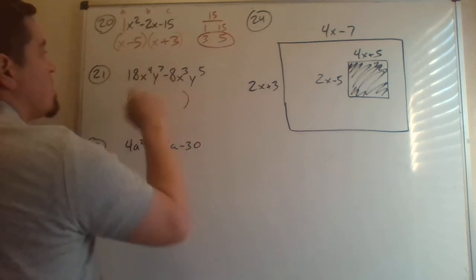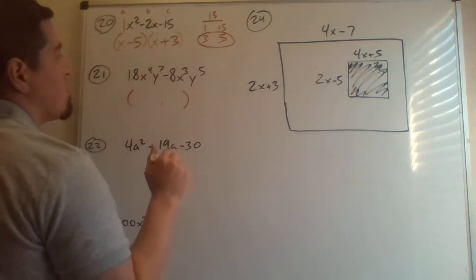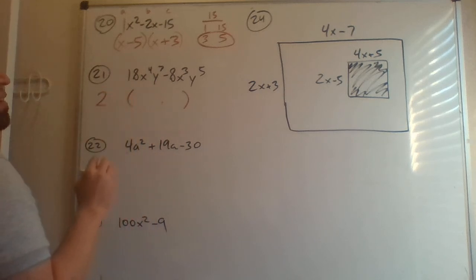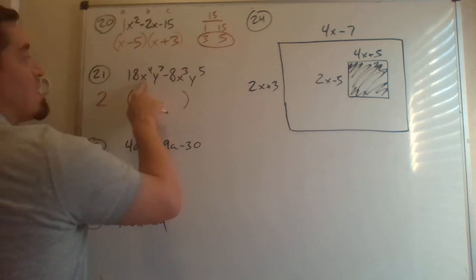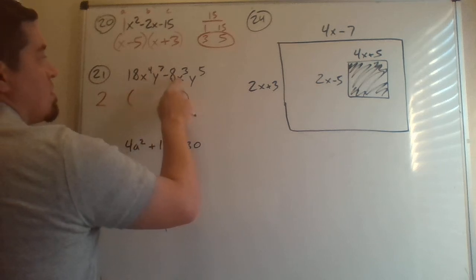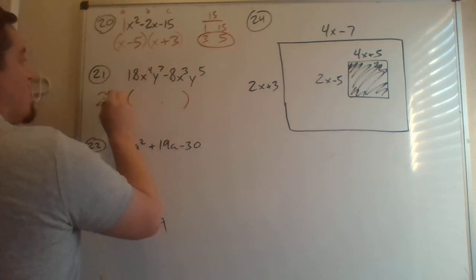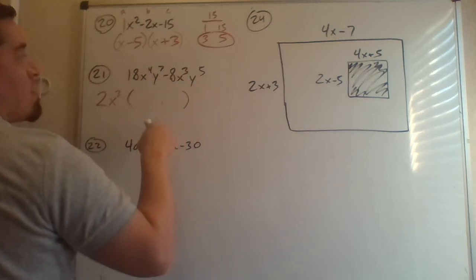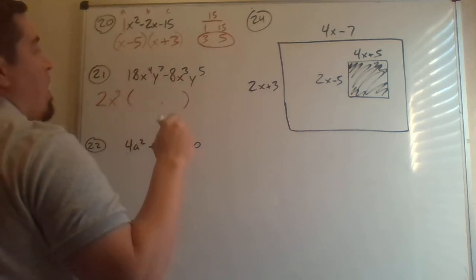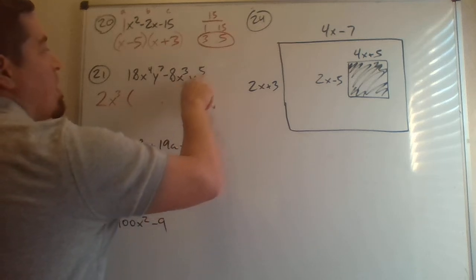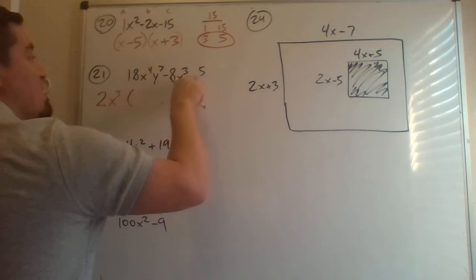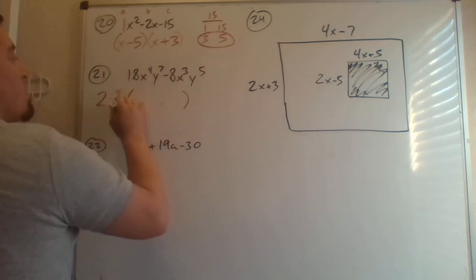2 goes into both of these, and I think that'll be the largest number. So 2 is the greatest common factor. What's the greatest of the x's that I can factor out? Well, x to the third, because I can't factor out x to the fourth since this doesn't have x to the fourth. What's the greatest of the y's that I can cancel out? Well, y to the fifth. I can't factor out y to the seventh because this does not have y to the seventh. So y to the fifth.